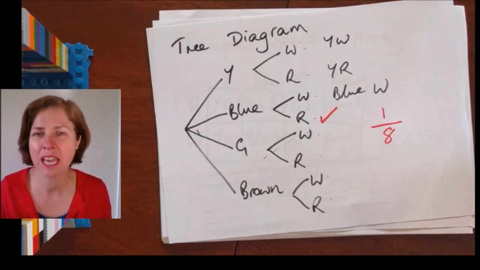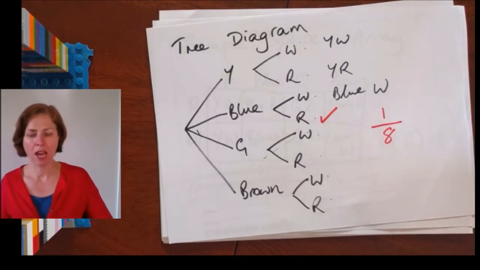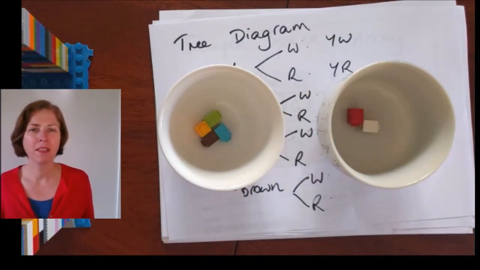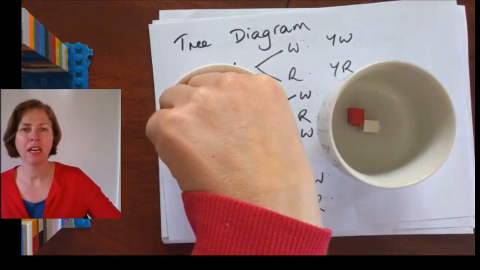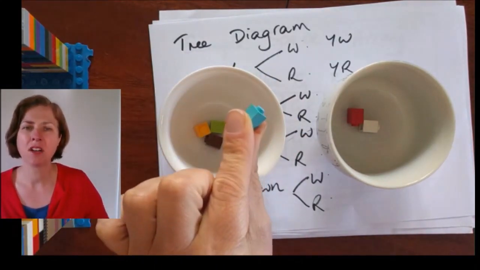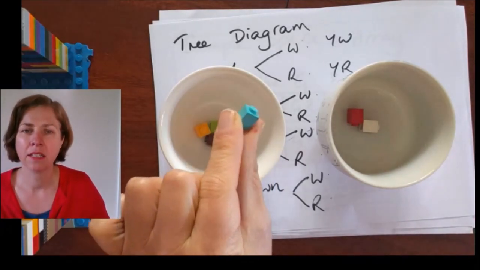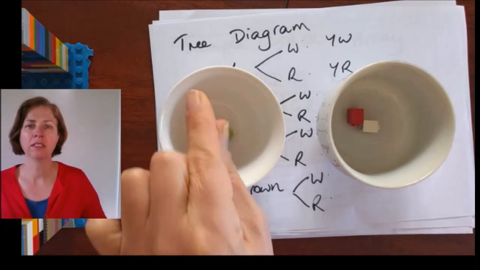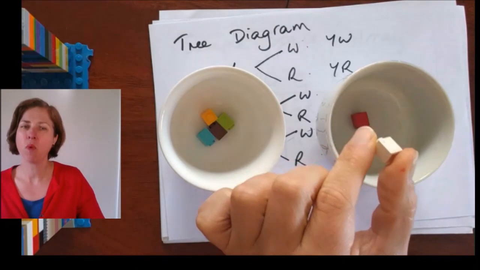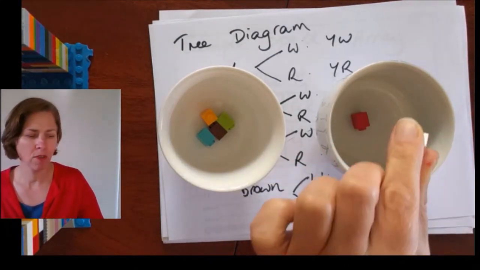But we have to be careful. This only works when every outcome is equally likely. At the moment, when I dip into here and I choose a color, I've gotten blue, but the chances that I got green or brown or yellow are all equally likely. There's a 1 in 4 chance of getting each color. In my second bowl, I got a white this time. There's a 1 in 2 chance, a 0.5 chance of getting white, and a 0.5 chance of getting red.